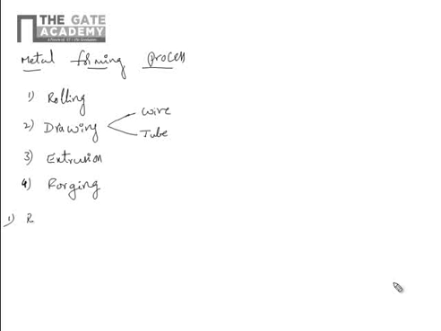The first one, rolling. The objective of rolling is to produce thin sheets. The thickness of the sheets is reduced by using two rollers. The sheet has to be passed between two rollers such that you apply a force on the rollers. It can reduce the thickness of the sheet. So material is compressed between two rotating rollers.